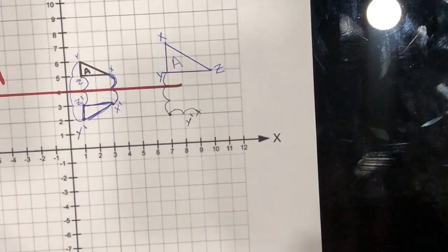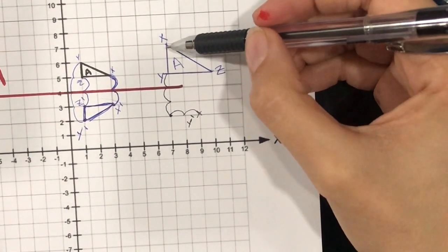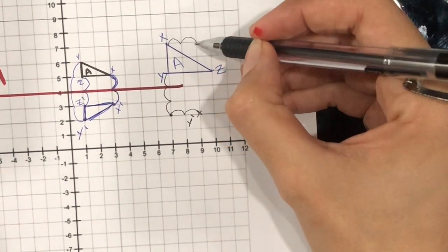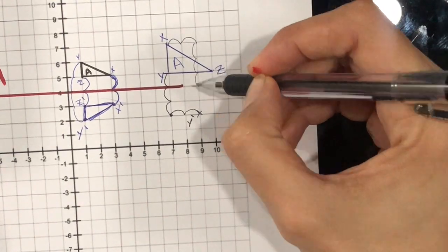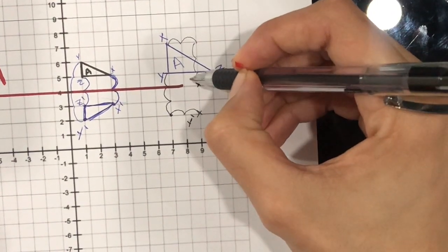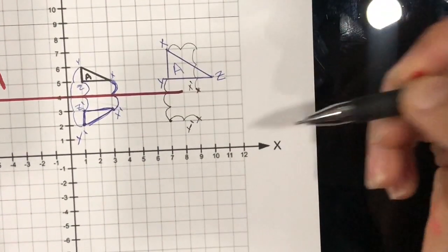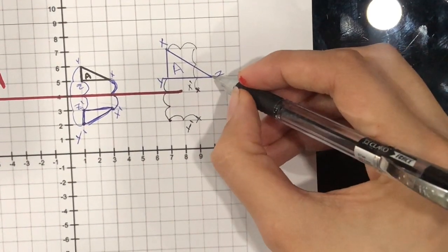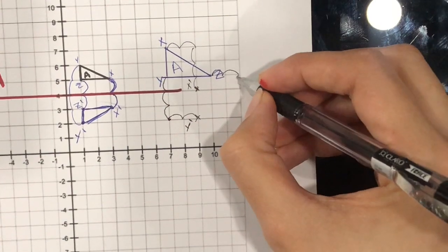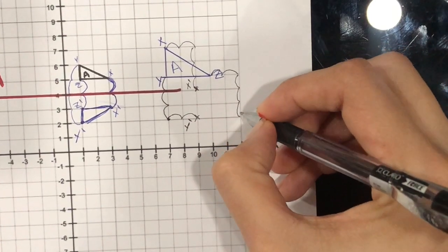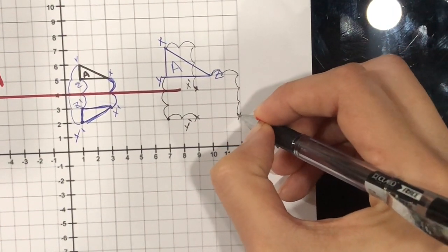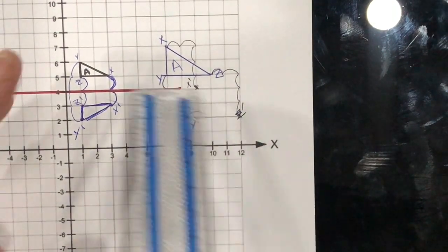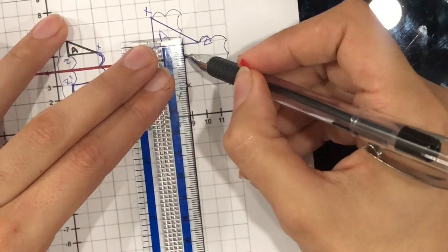This is the new location for dot Y. Now for X, we're going to do the same: 2 squares right and 3 squares down. This is the new coordinates for dot X. Now for Z, we're going to do 2 squares right and 3 squares down. Here is where Z will be. Now all we have to do is connect the dots.